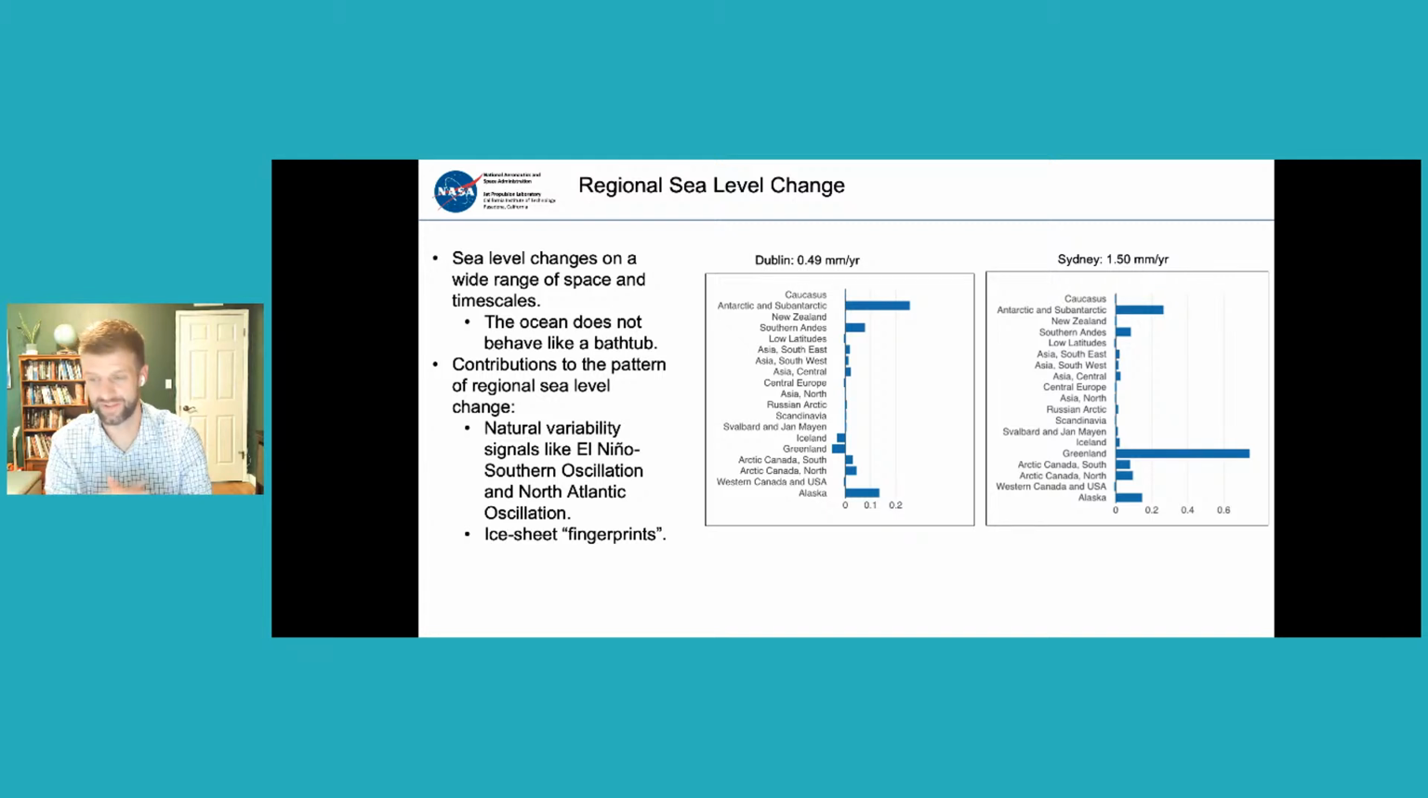Greenland's been losing a lot of ice. The sea level rise associated with Greenland and Sydney is much, much bigger and very positive. Sydney is still far away enough from the West Antarctic ice sheet that it is still getting a positive contribution. So in general, Sydney is seeing a much bigger signal from ice mass loss than, say, some of these places in the Northern Hemisphere.